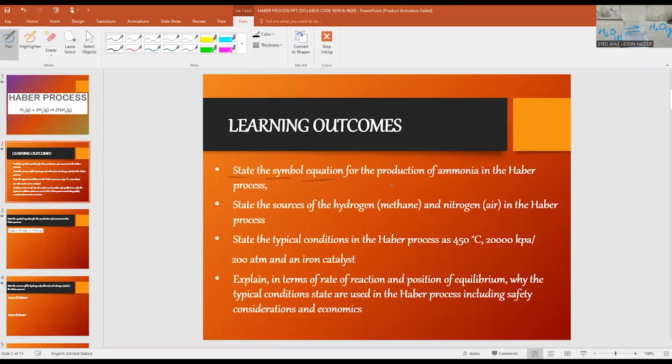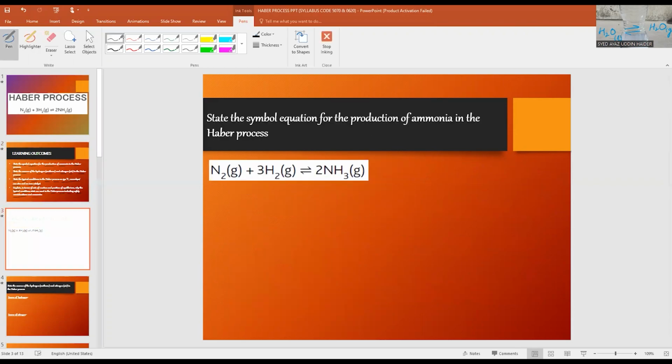State the symbol equation for the production of ammonia in the Haber process. State the sources of the hydrogen, methane, and nitrogen air in the Haber process. State the typical conditions in the Haber process as 450 degrees centigrade, 20,000 kPa or 200 atm, and an iron catalyst. Explain in terms of rate of reaction and position of equilibrium why the typical conditions stated are used in the Haber process, including safety considerations and economics.